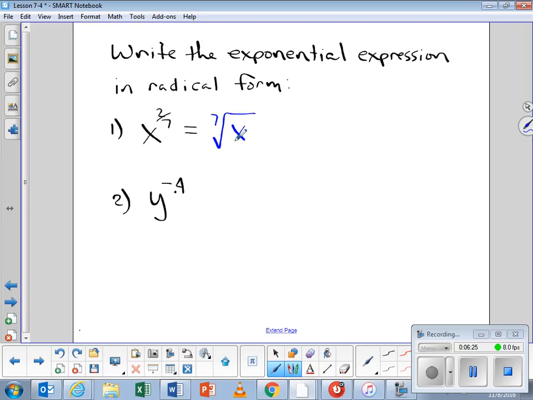And then you said inside was x squared? Yes. I agree with that. Okay? The denominator becomes the index, and the numerator is the power of the variable. Okay? Good. Now, why is this one here different than every other one we've looked at so far? It's negative, and doesn't have a fraction. It has instead a decimal.